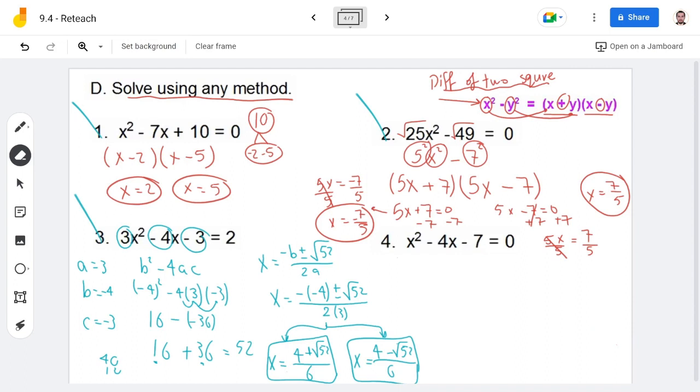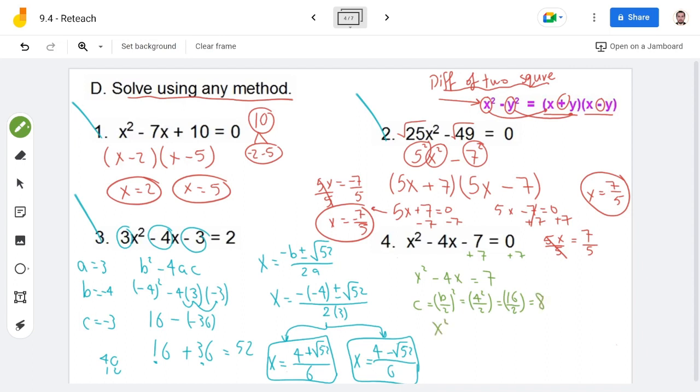To use completing the square, first let me change the color to green. First, let's add 7 to both sides. So now I have x squared minus 4x equal to 7. Now find c, which is b over 2 squared. 4 squared over 2 is 16 over 2, which is equal to 8. Now let's add 8 to both sides.